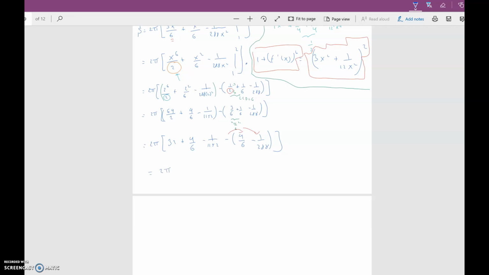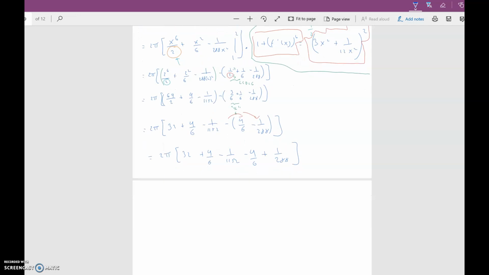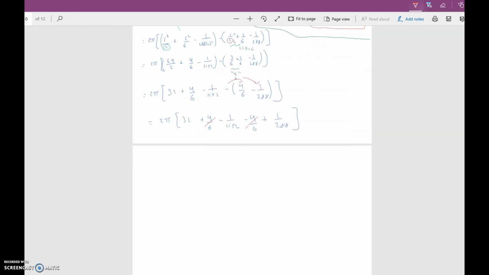Okay, so let me distribute out the minus, which is going to simplify a little bit our calculations. So this is equal to 2 pi times the values of 32 plus 4 sixes minus 1 over 1152 minus 4 sixes plus 1 over 288. And the 4 sixes cancel out, leaving us with 2 pi times technically 32 minus 1 over 1152 plus 1 over 288.